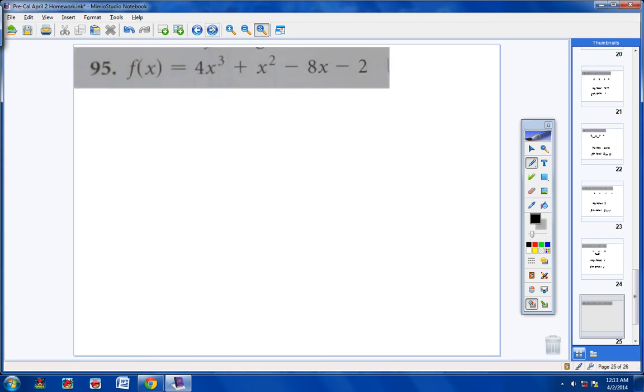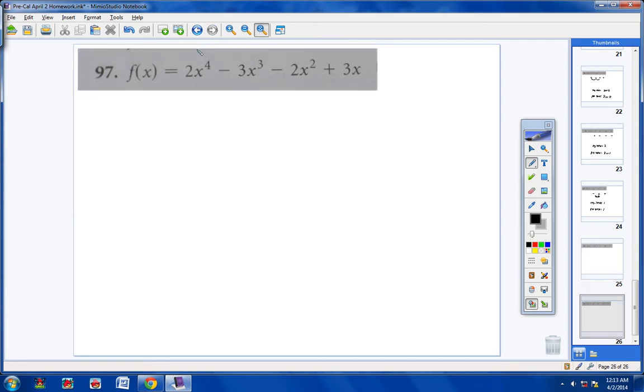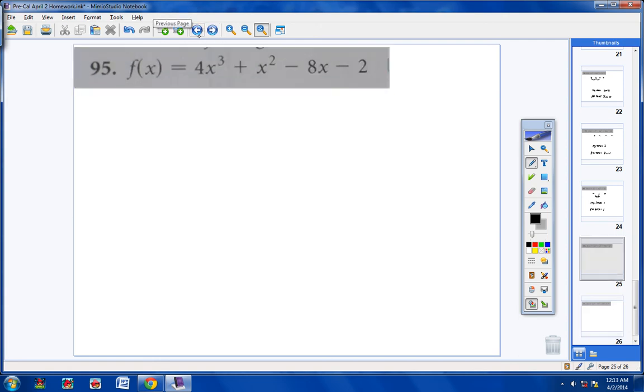Let's jump on to 95 and 97 real quick, then we'll be done. I think these are pretty simple. I'm pretty sure you can factor to find the zeros, and we've done these before. I'm looking really quick. Yeah, both of these are factorable, so these shouldn't be too difficult. Okay, numbers 95 and 97, they want us to graph these.